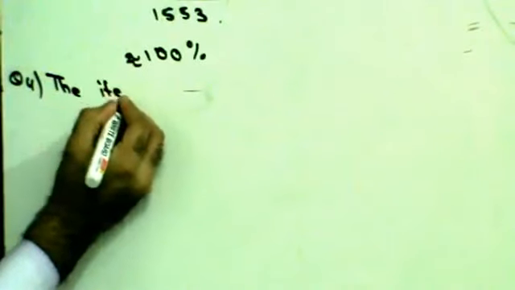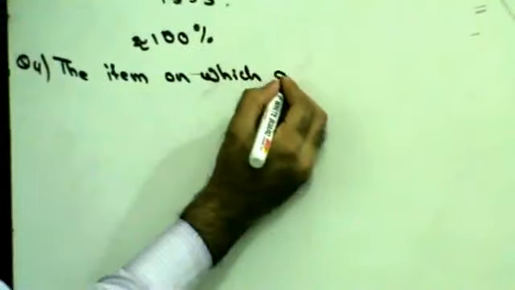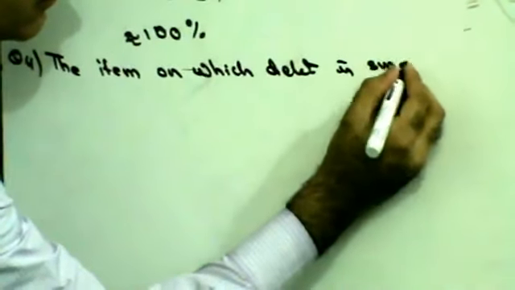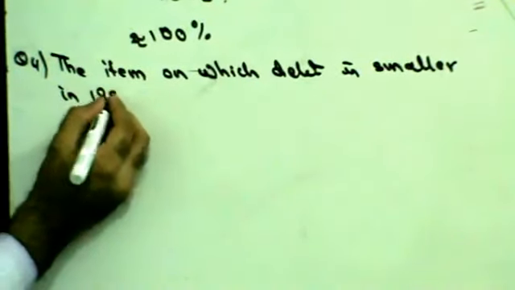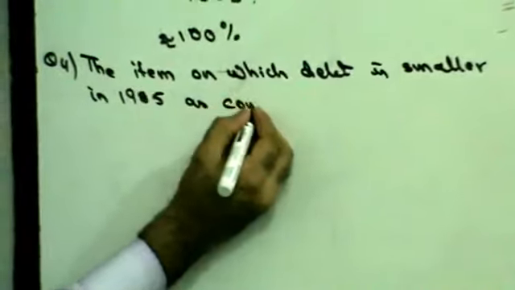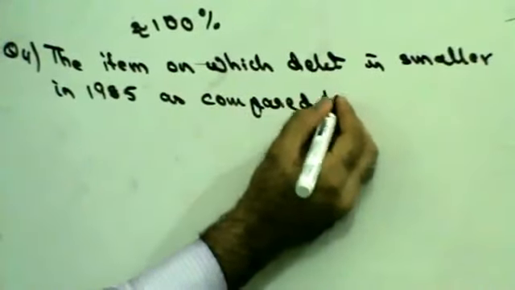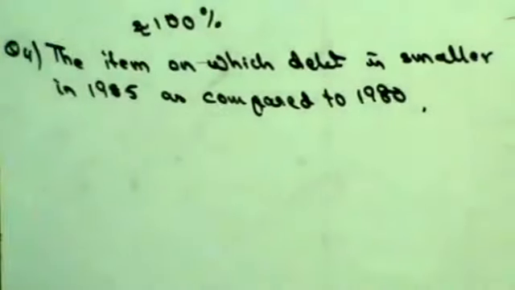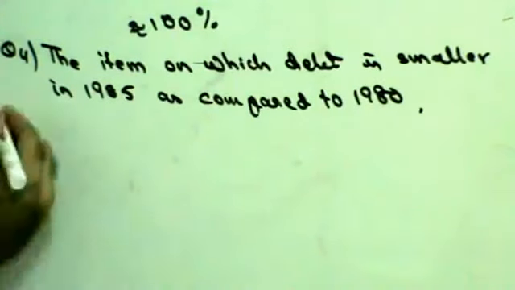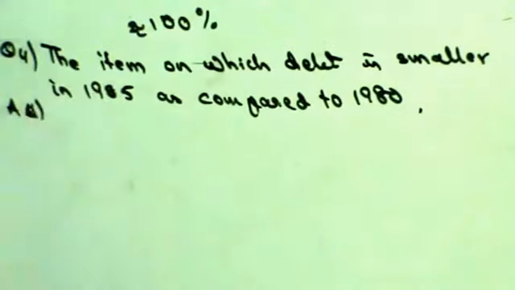The item on which the debt is smaller in 1985 as compared to 1980, right? Now, which are the items in which the debt in 1985 is less as compared to 1980?